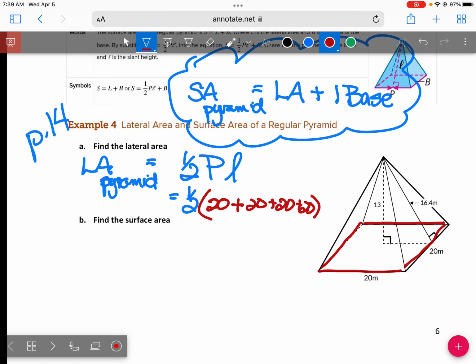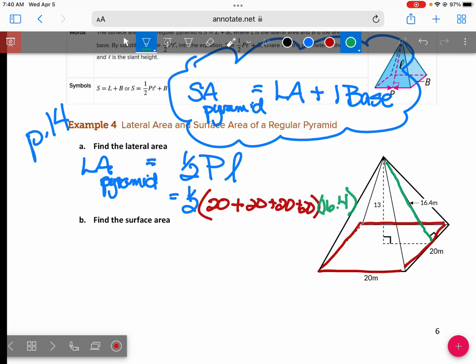So that shape on the bottom of this pyramid is a square. 20 plus 20 plus 20 plus 20 times my slant height. We want the slant height because each of those triangles, that is how tall it is, okay? They're not going straight up. They come together at a point. So we want slant height. So slant height is going to be 16.4.